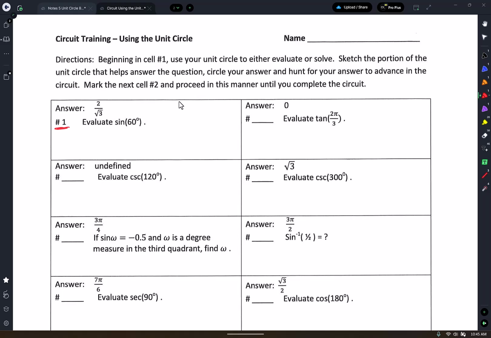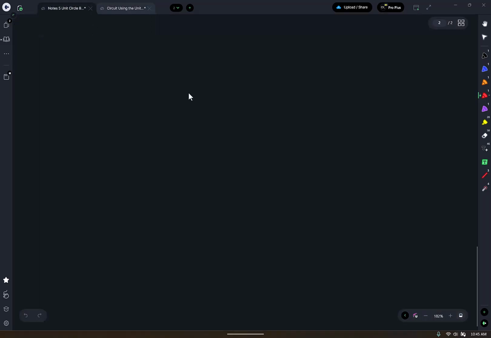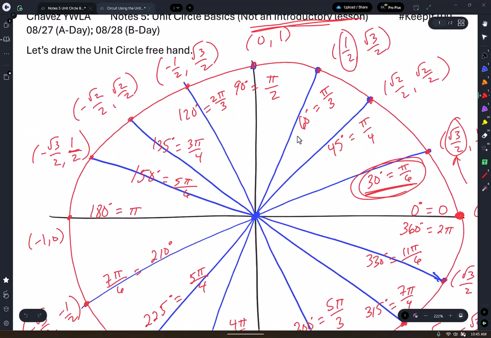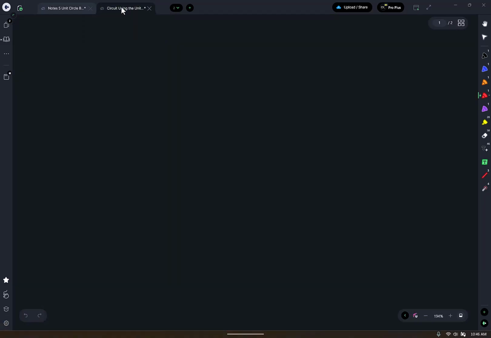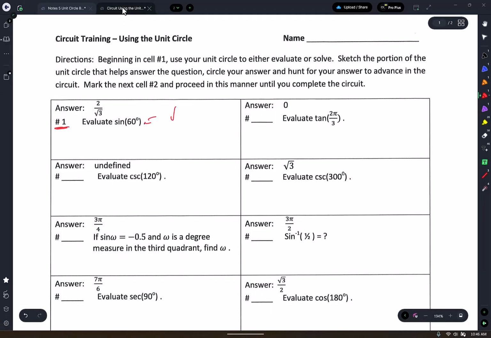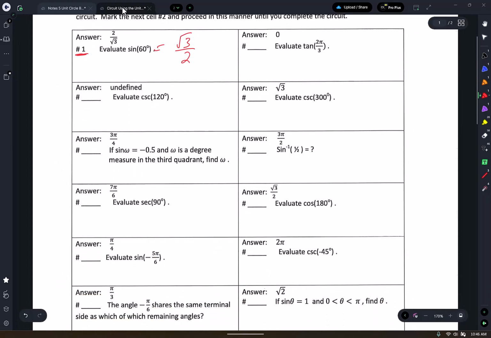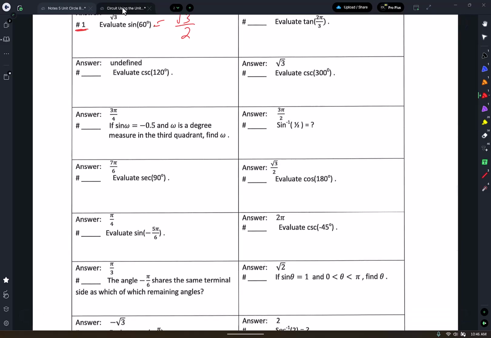It starts right here, number 1. It says, evaluate sine 60 degrees. Look at your unit circle. Here's 60 degrees. Sine 60 degrees is square root of 3 over 2. So I come back over here, and I'm going to look for square root of 3 over 2, and I'm going to call it number 2. I see it right there. Do you see what I did? Because this was number 1. Don't worry, I'm going to do the first 3 or 4.